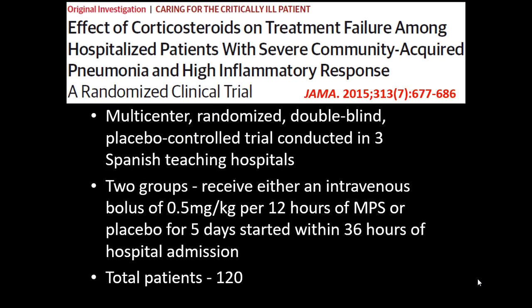Then a recent trial, so there are two trials now. This is a 2015 trial in JAMA, where they looked at steroids on treatment failure among hospitalized patients with severe CAP with a high inflammatory response. This was a multi-center trial. Two groups were divided. One received a bolus of 0.5 milligram per kg every 12 hours of methylprednisolone or placebo for 5 days, started within 36 hours of hospital admission, and total patients enrolled were 120. Now remember, this is CAP we are talking about.